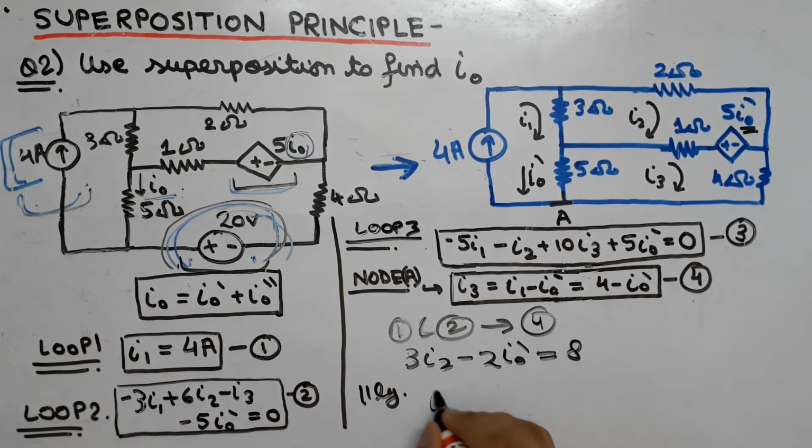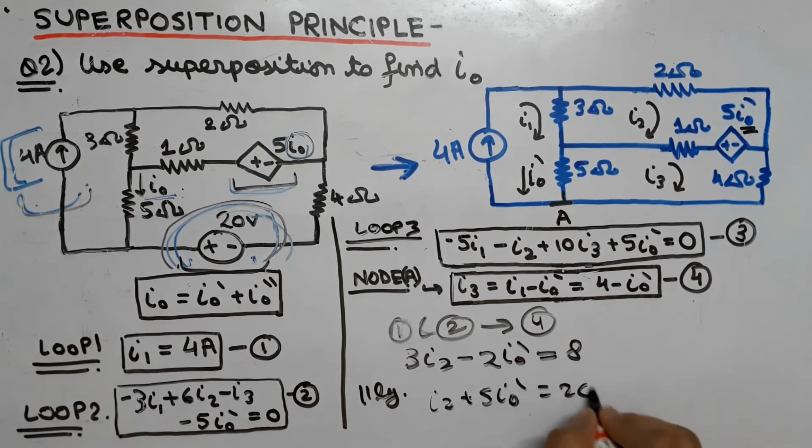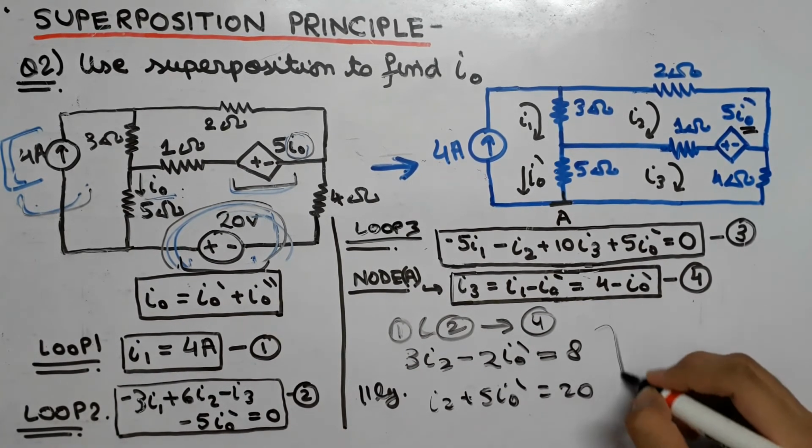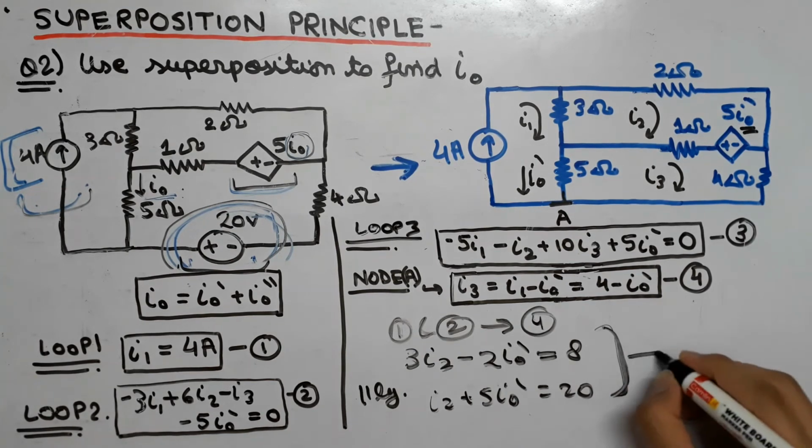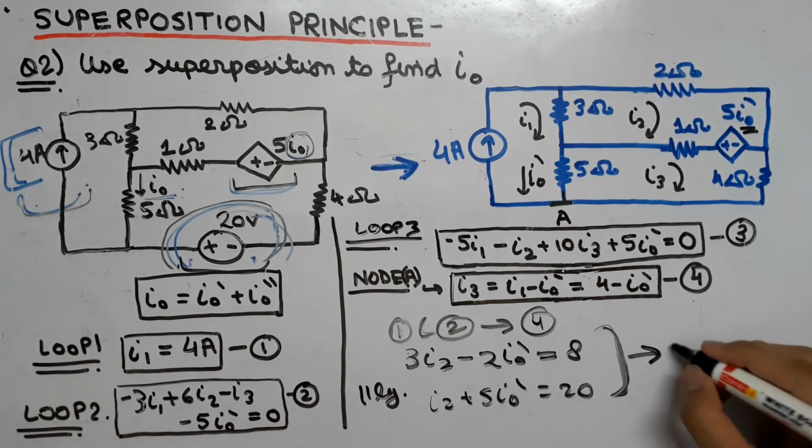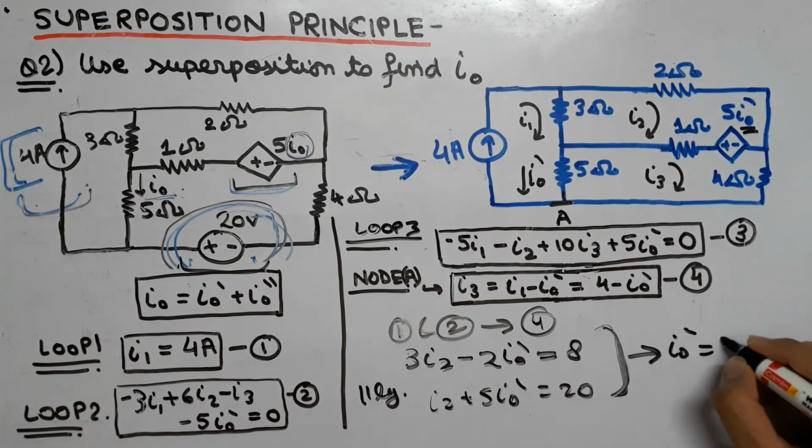From there we will get I2 plus 5 I naught dash is equal to 20. Now on solving these two equations, we will get the value of I naught dash to be equal to 52 by 17 ampere.